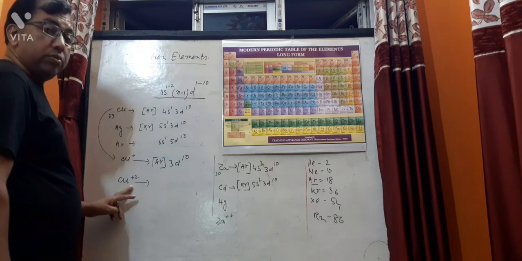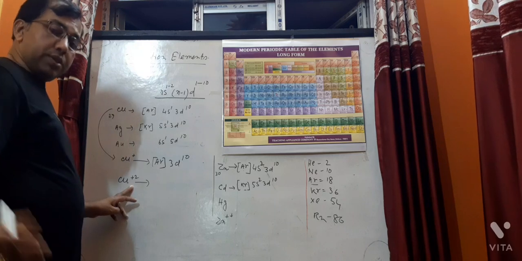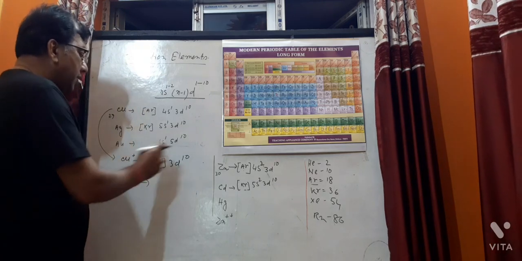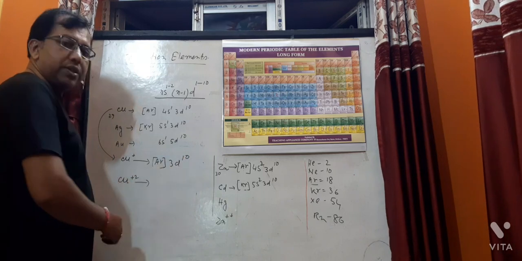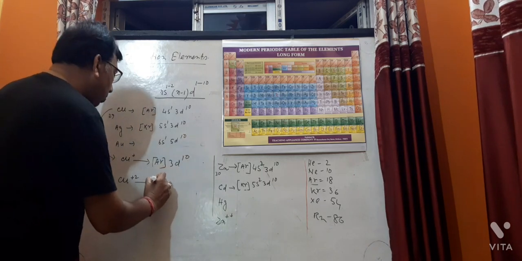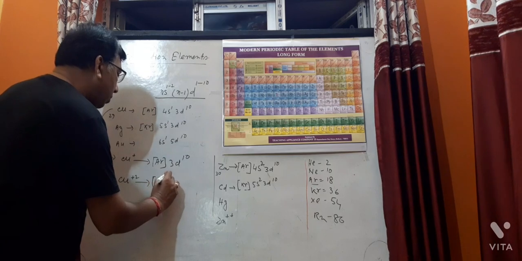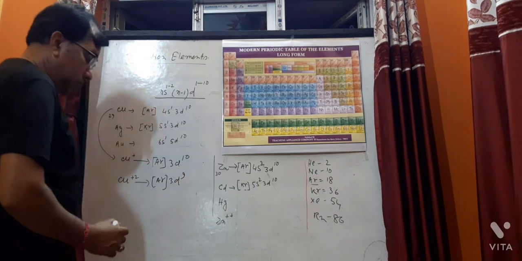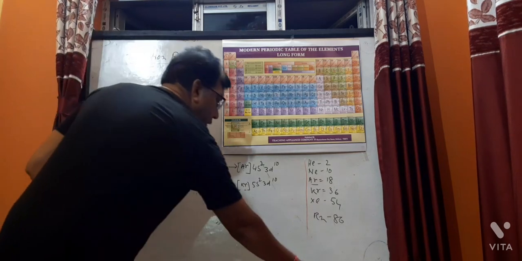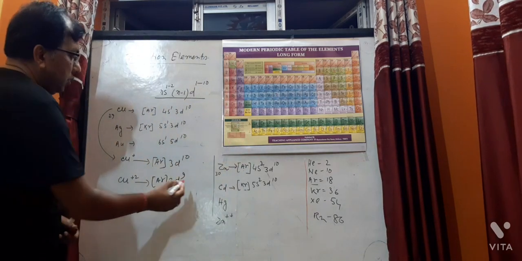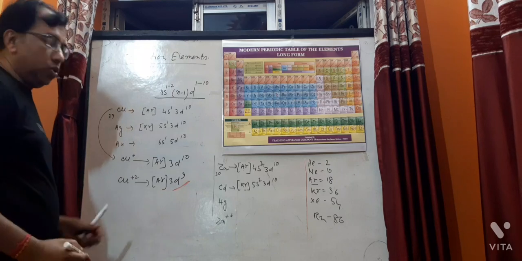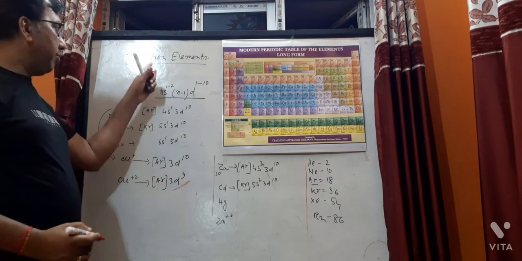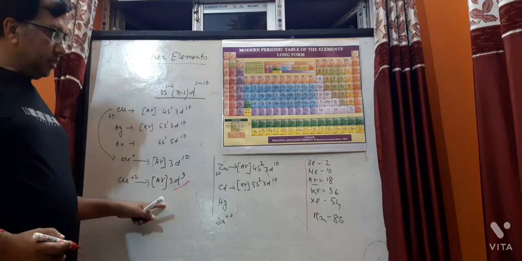Then copper 2 plus oxidation state, copper N2, 3. That means the last electron from the d orbital will go out, leaving argon 3d9. So this is not full-filled or half-filled, it is partially filled. So copper can be regarded as a transition element.